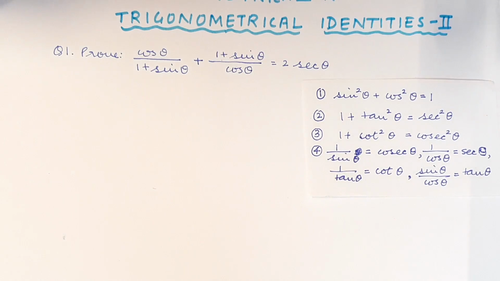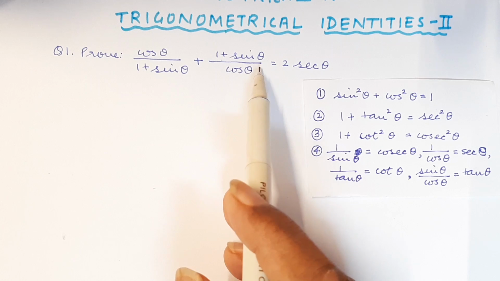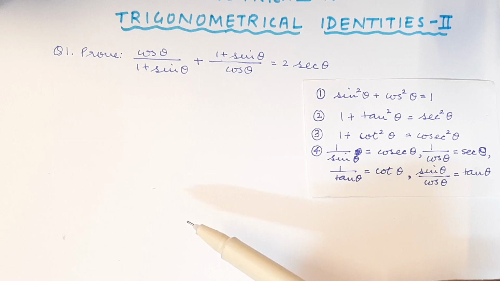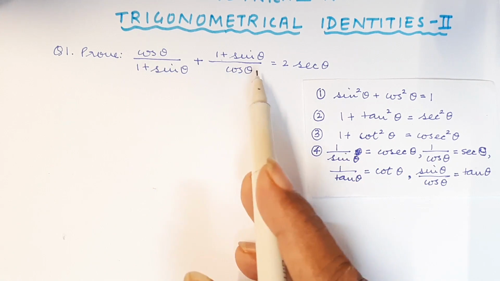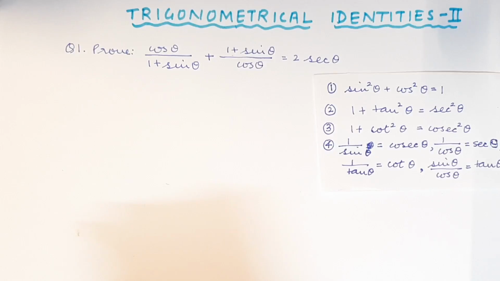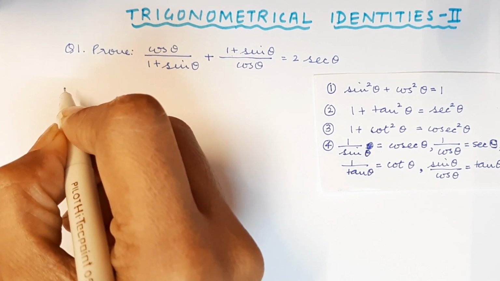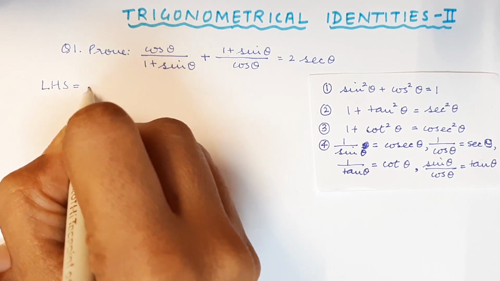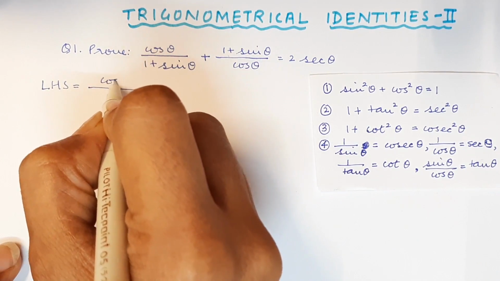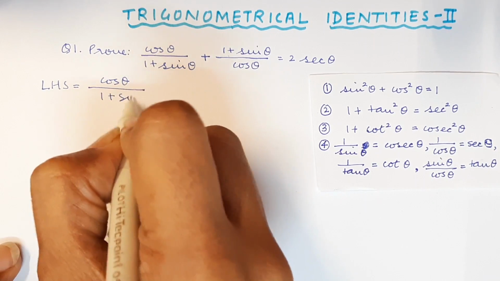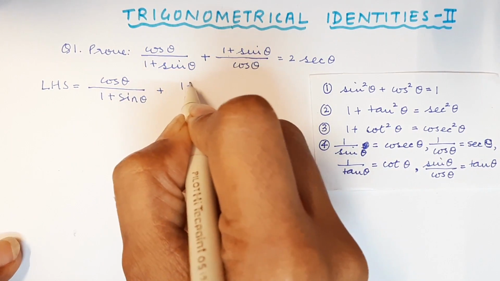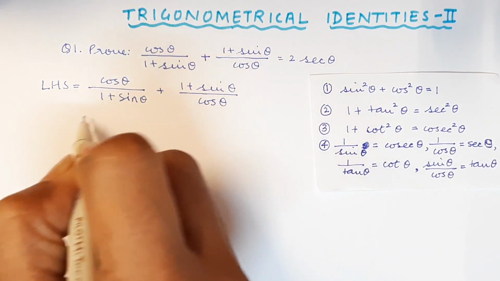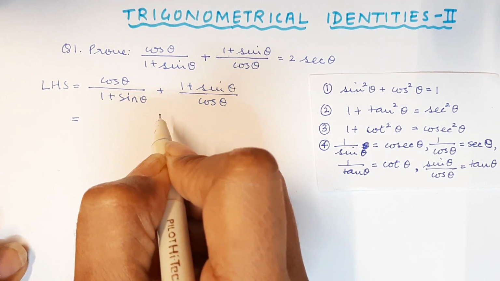Now, the first technique is that you start either with left hand side or right hand side, whichever is more complex, and all you have to do is simplify. And so here you can see that our left hand side is more complex. Let us start therefore with left hand side. So we'll write LHS. Now first step is to copy our left hand side. Next step is to start simplifying it.